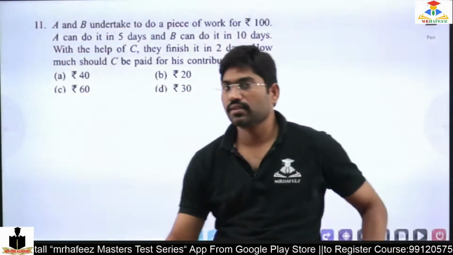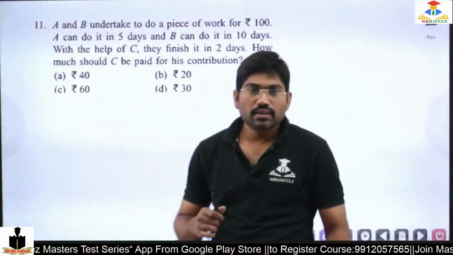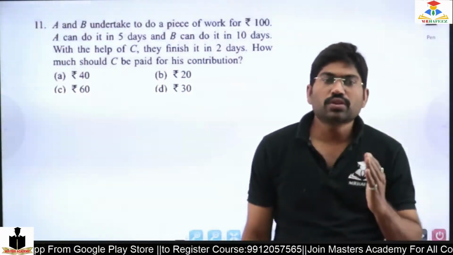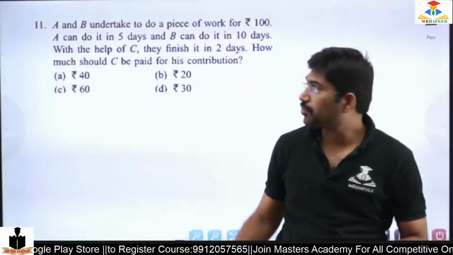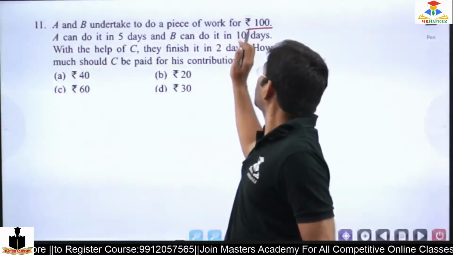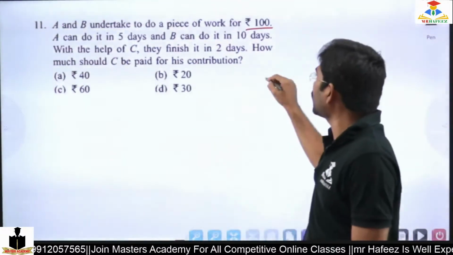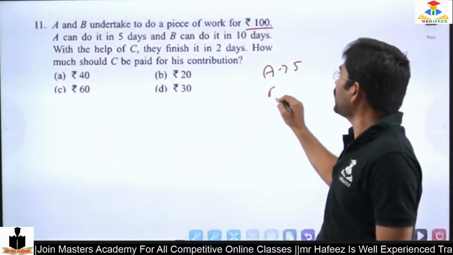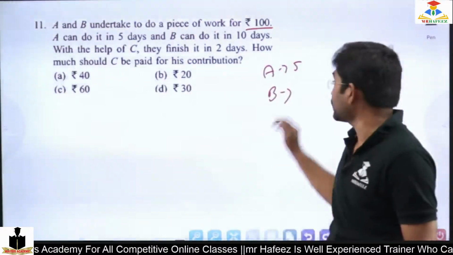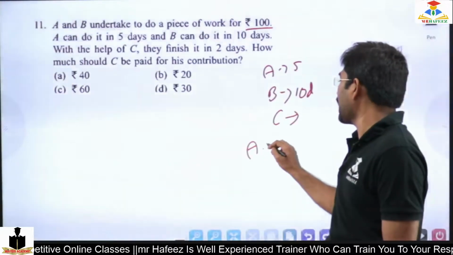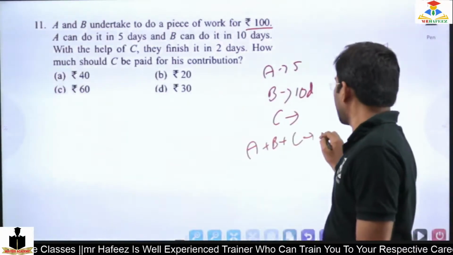12 questions. The first one, the 11th one: A and B undertook to do a piece of work for 100 rupees. A can do the work in 5 days and B can do the same work in 10 days. With the help of C, A plus B plus C finished it in 2 days.